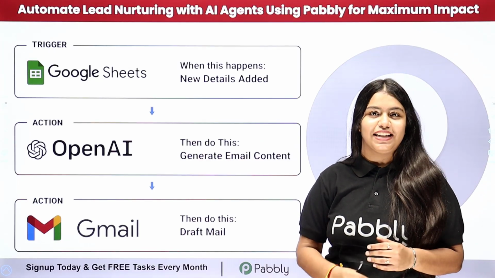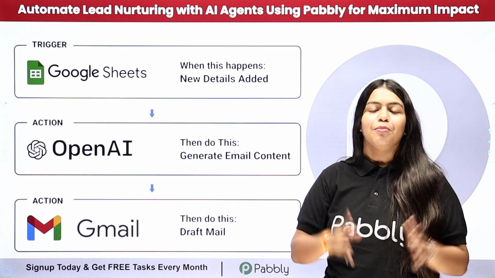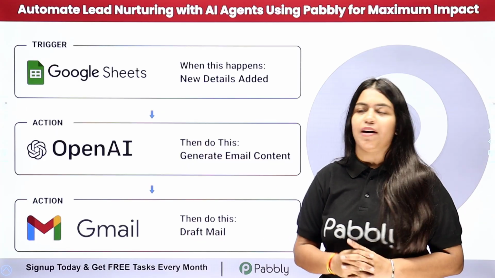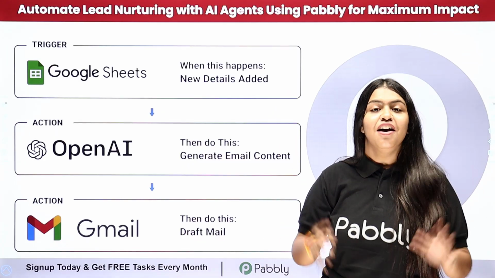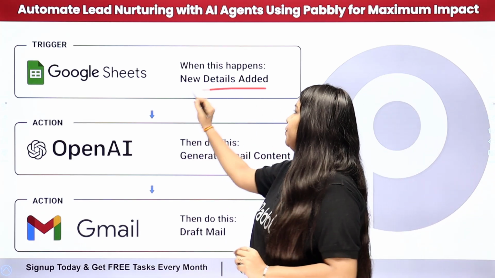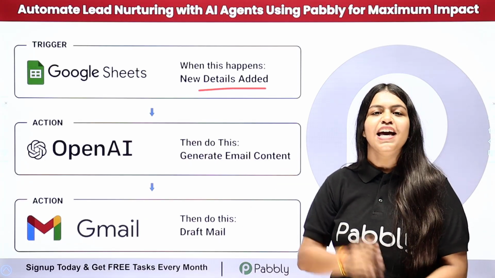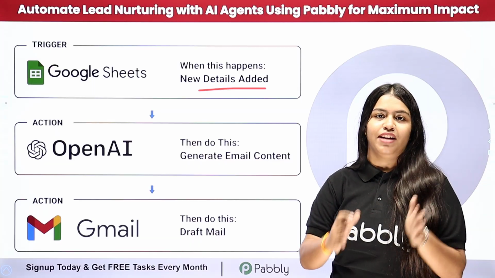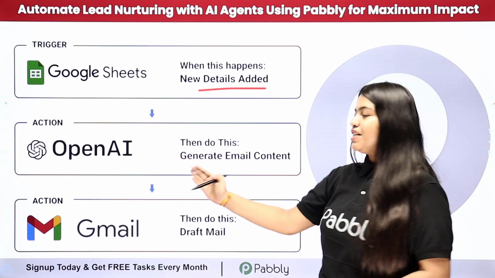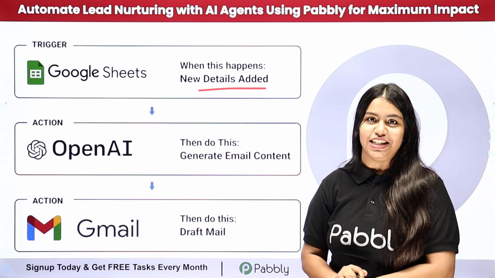So over here I'm running a tech company and we regularly send emails to all our leads to nurture them. But this was such a time consuming and tedious process. But to solve this problem I've simply created this automation where, as soon as I add the lead details into my Google spreadsheet, automatically my AI agent, which is OpenAI, is going to generate the email based on their preferences and inquiry type. And further, I'm just going to create a draft email in my Gmail account so that my team can review it and send it to my lead to nurture them.